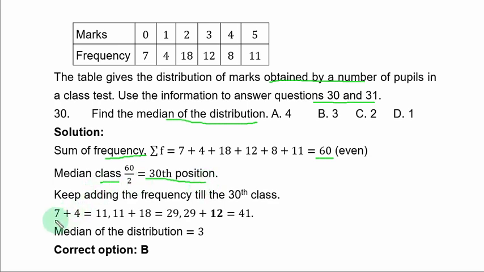You add the first two, 7 plus 4, you have 11, not up to 30. You add the next one, 18, you have 29, not up to 30. You add the next one, 12, you have 41. That means 30 is accommodated at the point where 12 is added. That is somewhere here. So it means that the median mark is 3. So the correct option is B.